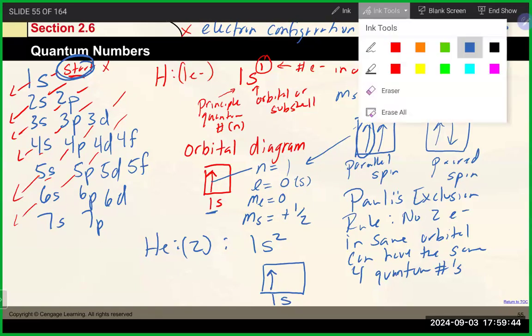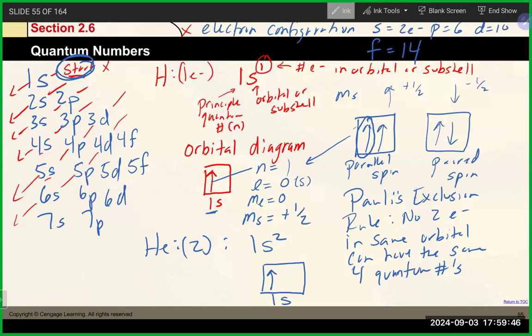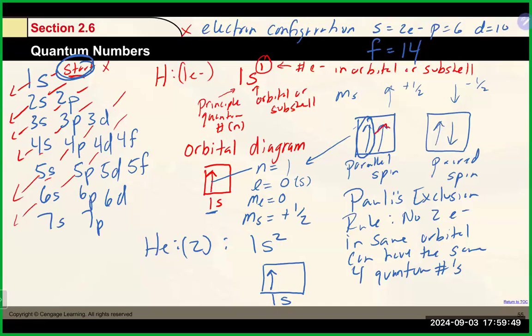and m sub S would equal plus 1/2. If I went with my first option here, which is to put my electron heading exactly the same direction, what would be the quantum numbers for this electron? It would be exactly the same. n would equal 1, L would equal 0, m sub L would equal 0, and m sub S would equal plus 1/2. That is a clear violation of Pauli's exclusion rule. They cannot have the exact same 4 quantum numbers in the same orbital.